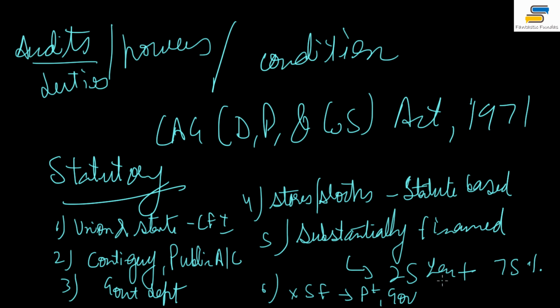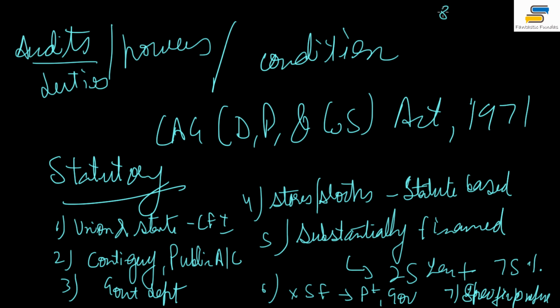And then number 7 is all the bodies or the authorities which receive loan or grant from the government for specific purposes, okay, for specific purpose. This is important, for special purpose. Whenever any body receives a grant or loan, that can be audited by the CAG, okay. And that's number 7.